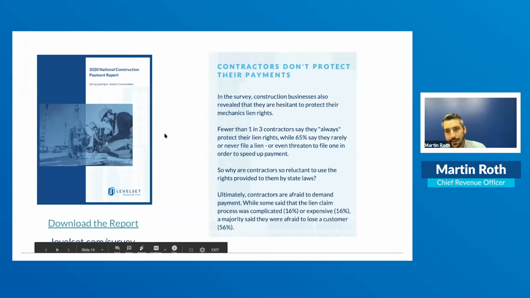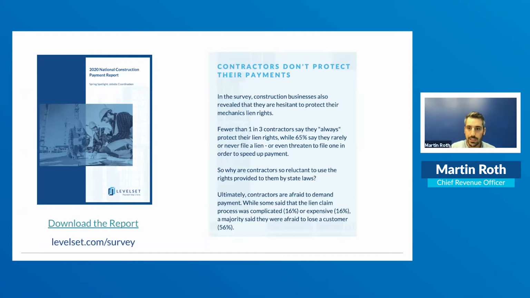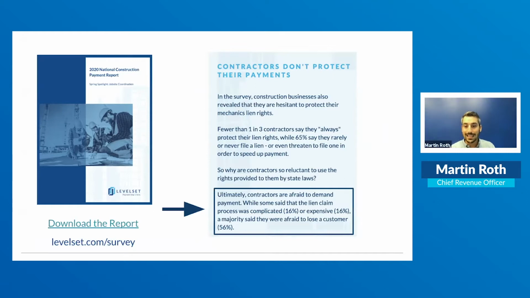I pulled out a specific segment of the construction payment report. It's really interesting because it talks about why contractors don't protect their payments. Even though we know lien rights are part of doing business, lien rights are the prudent thing, it's a best practice. We know that owners and general contractors want lien waivers on their projects, but so many subs and suppliers are afraid. And this is the takeaway right here, this section. Contractors are afraid to demand payment. While some said that the lien claim process is complicated or expensive, the majority said they were afraid to lose a customer. 56% said they were afraid to lose a customer if they were to protect their lien rights.